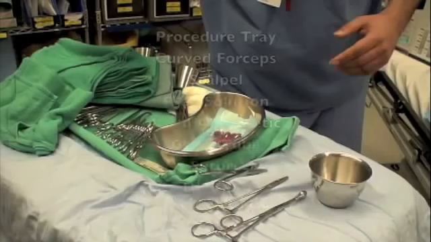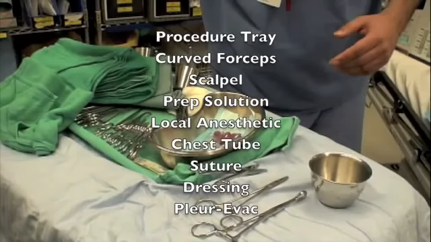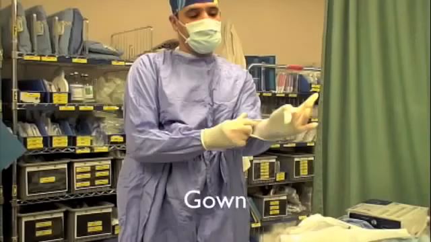Prepare necessary equipment: chest tube insertion tray or procedure tray with curved forceps, scalpel, prep solution, local anesthetic, chest tube, suture, dressing, and Pleurovac. Don mask, gown, and gloves.